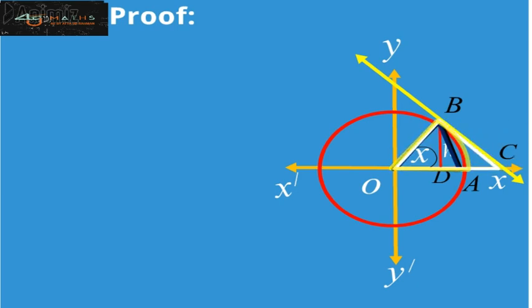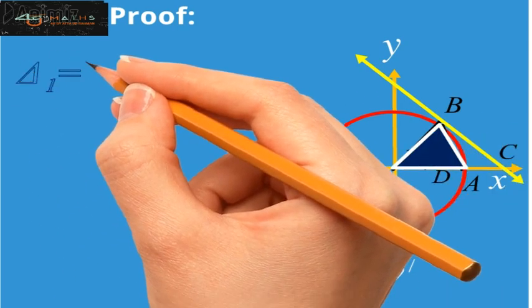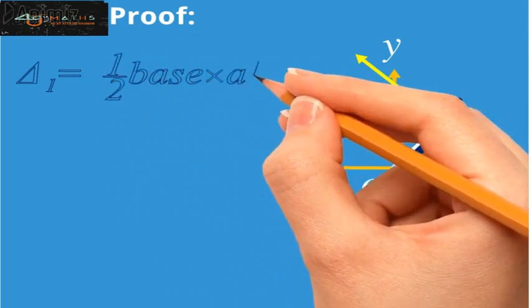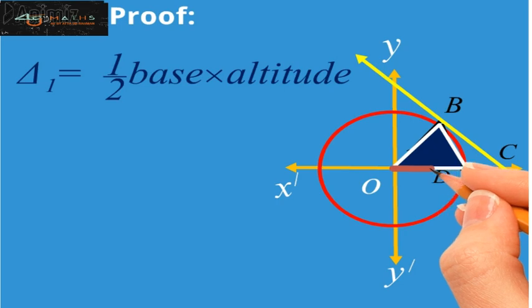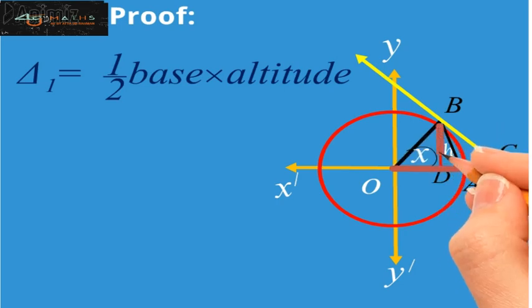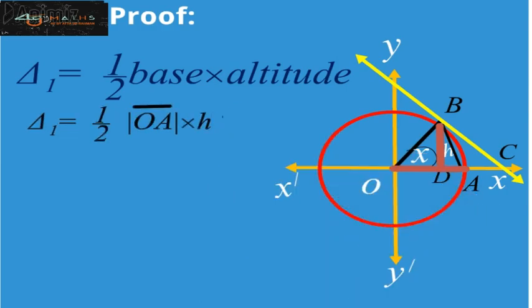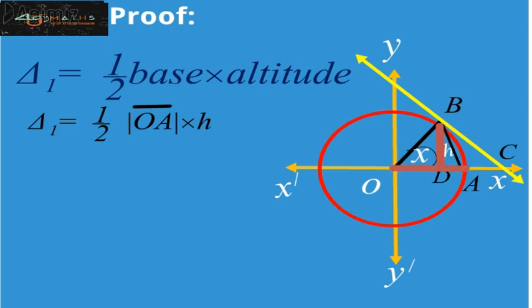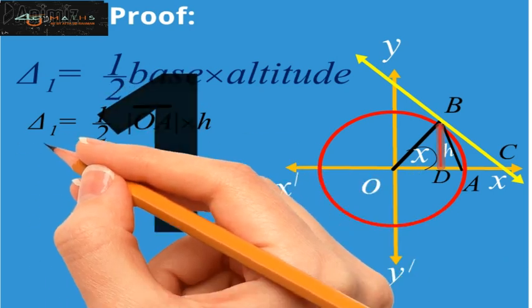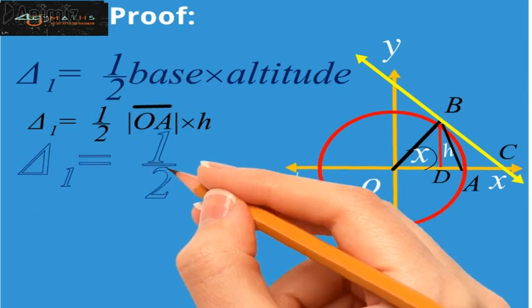So now we first consider the area of the triangle AOB. That is, let delta 1 be equal to 1 over 2 base multiplied by altitude. Here in the diagram, we see that base is OA and altitude is h. But we have considered that the circle is of unit radius. That is, the length of OA is equal to 1. So we have half into h.